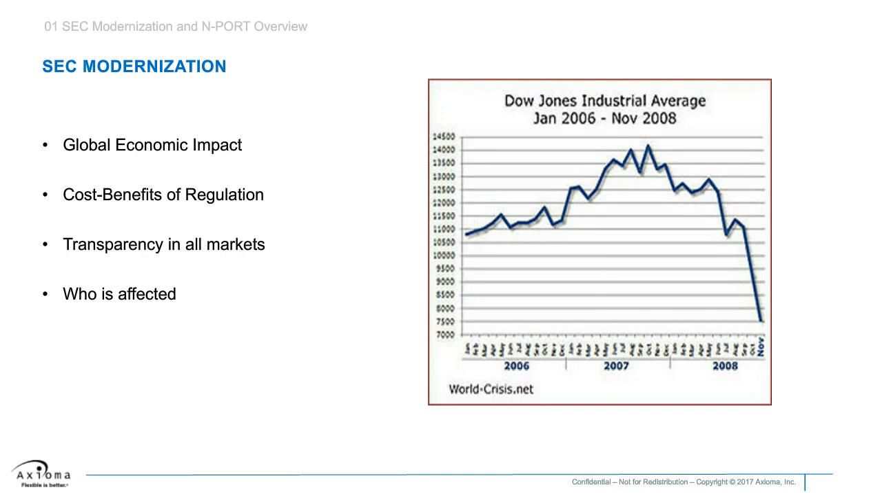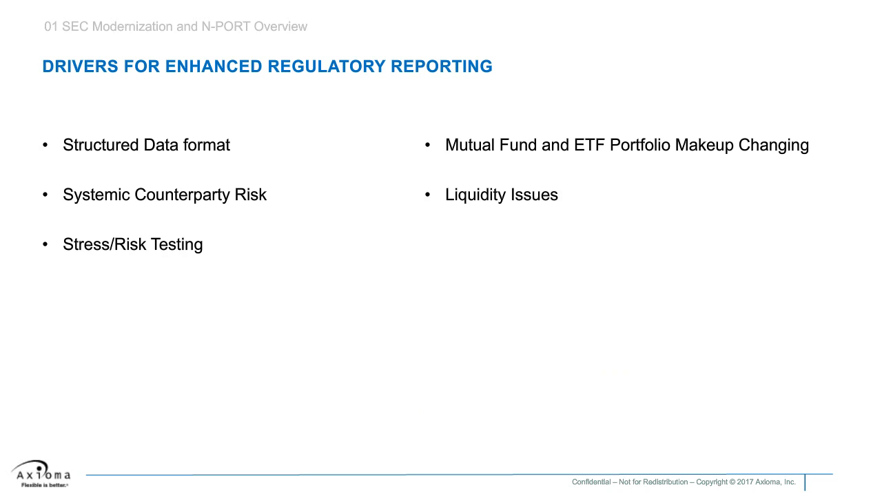Go on to the next slide here. So, drivers for enhanced regulatory reporting in this space. First bullet point, structured data format. With Form NQ, the RIC space was required to provide the quarterly data, but not in a structured format. With Form N-Port, the reporting period will now be monthly beginning in June 2018 in an XML format. This XML format will enable the SEC to better analyze the incoming data and observe risk clearer and quicker.